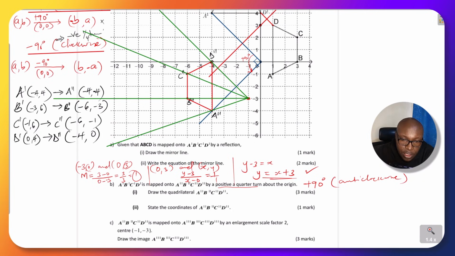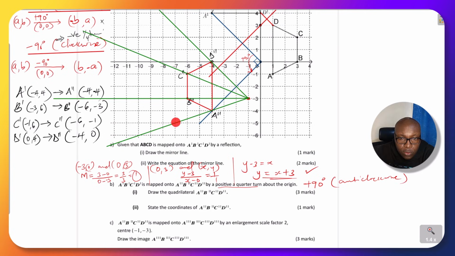So once you do that, you're supposed now to enlarge by scale factor 2. Scale factor 2 means you're going actually to double the distance. So look at the distance. You start with A double prime. What will be the image? From the center of enlargement to where the object is, how many squares are these? These are 1, 2, 3. So if we are enlarging this by 2, we double that distance. There are 3 squares, so from here we are going to count double of that, 6. So 1, 2, 3, 4, 5, 6.